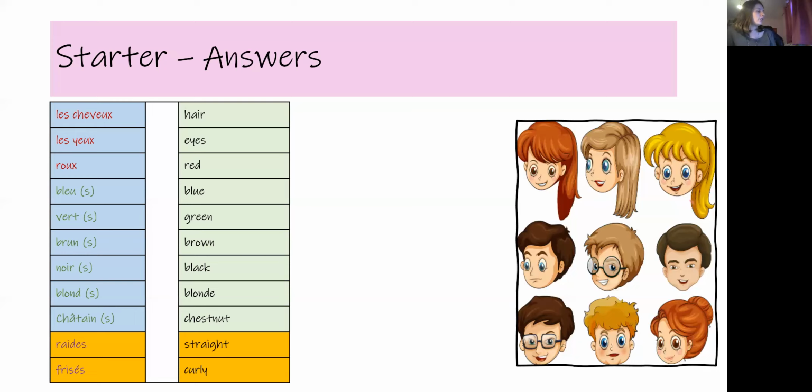The last two, I don't know if you managed to figure them out, is straight and curly. So frisé looks like frizzy, yeah. So it kind of looks like it's referring to curly. And then raide for straight. When you say that word, it sounds like our color red when we say red. The only difference is it sounds more French. Raide. So you're going to put that R to the back of your throat. Raide. All right, super.